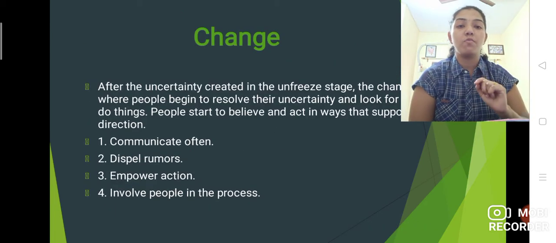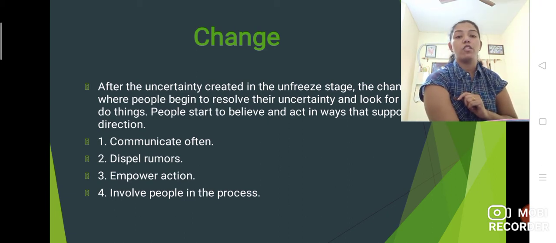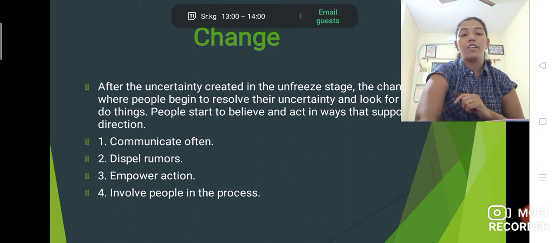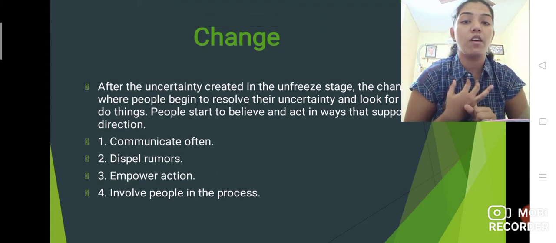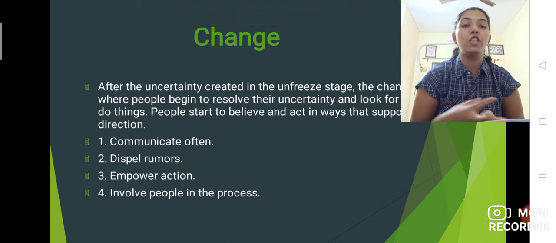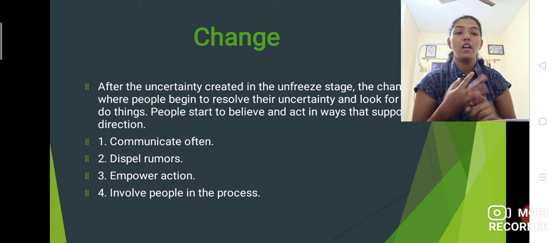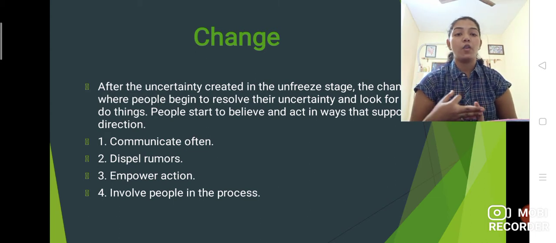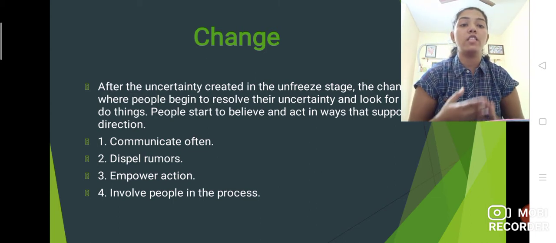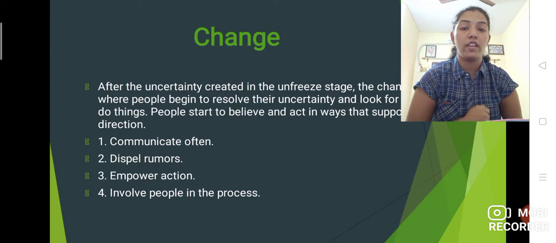This is the unfreeze stage. Then next is the change stage. The change stage says that after the uncertainty created in the unfreeze stage, this is where people begin to resolve their uncertainty and look for new ways to do things. People start to believe and act in ways that support the new direction.